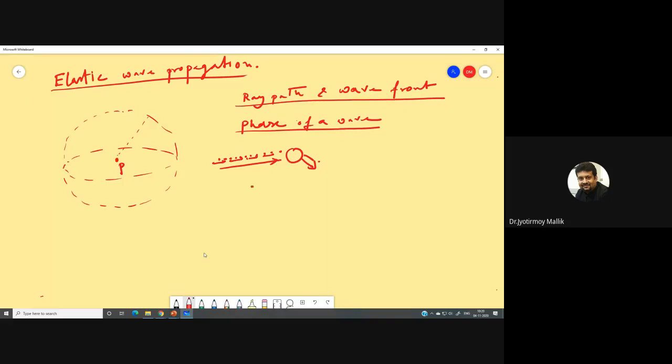in the undisturbed condition, all the individual particles are kind of equidistant.